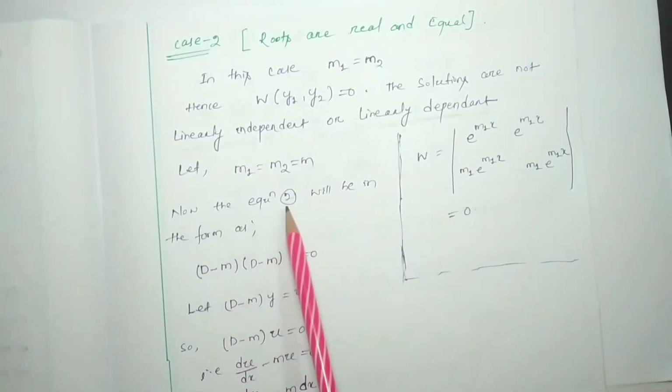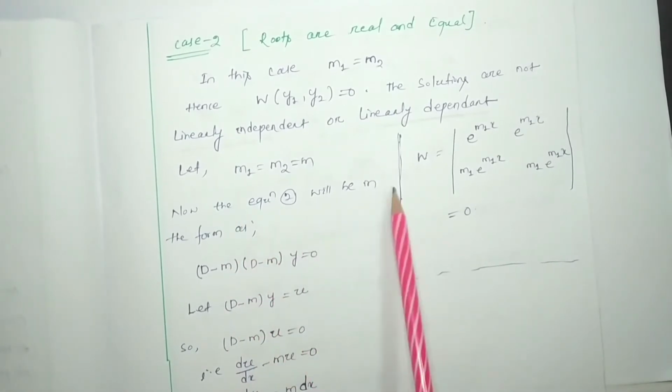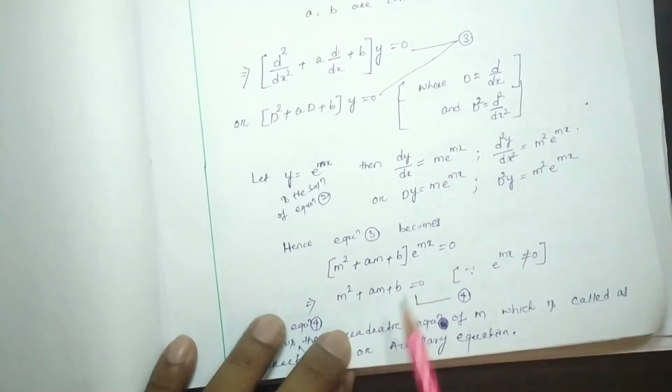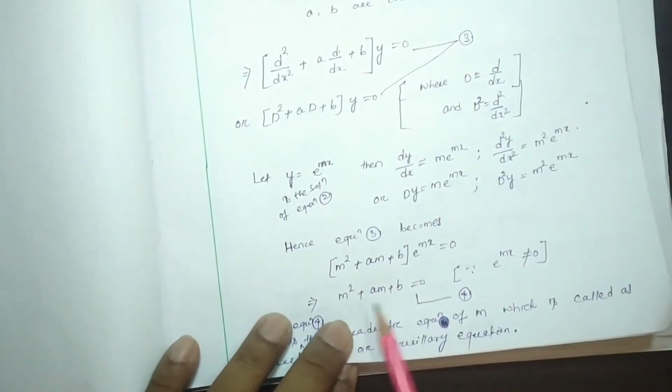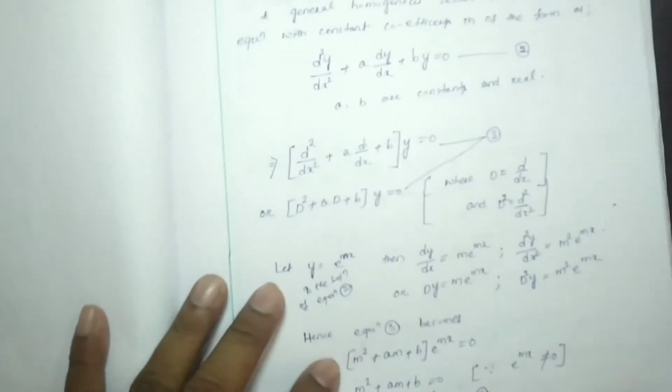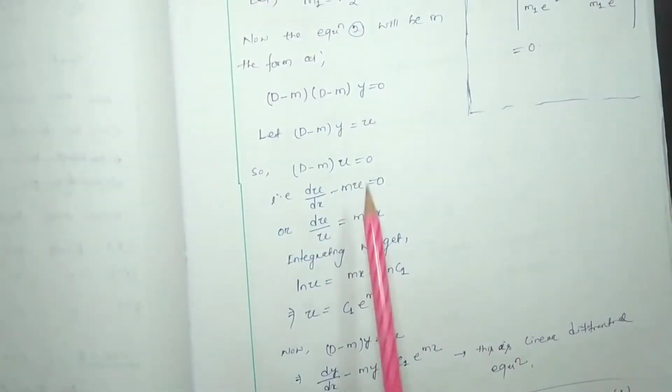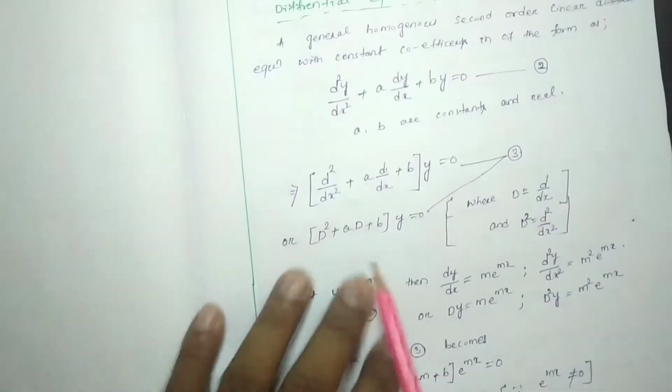Now equation 2 will be in the form of this equation, this equation number 4, this equation number 2, or this one.